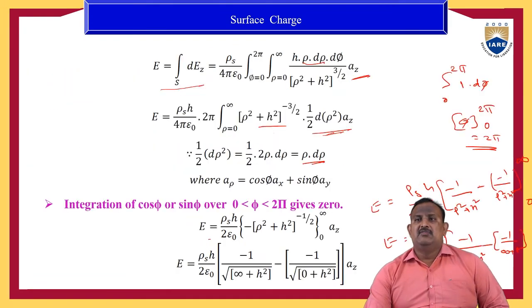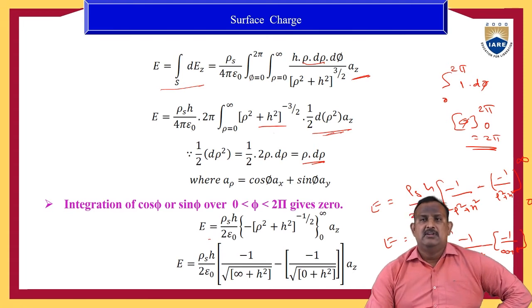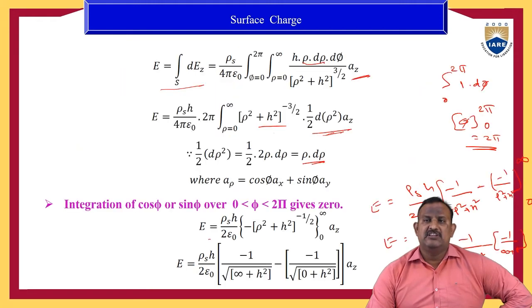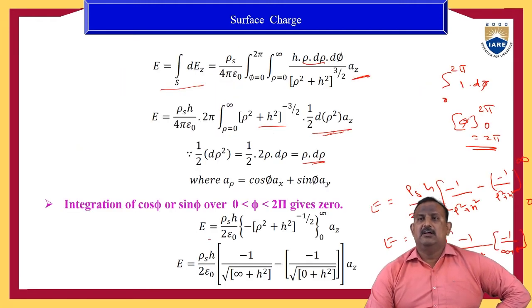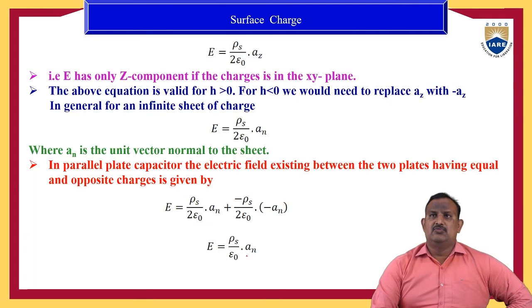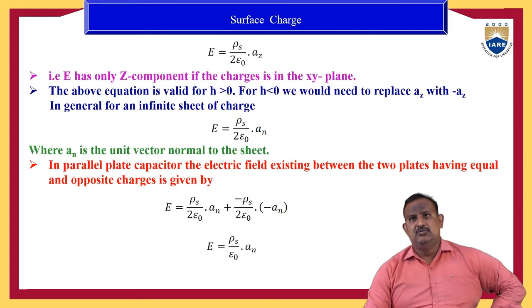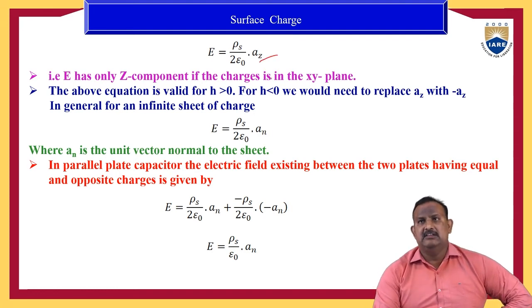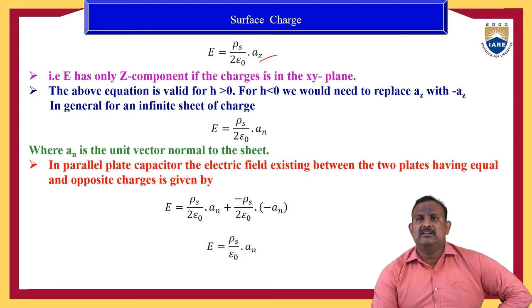Next, if you simplify the equation, then we have E is equal to rho s h by 2 epsilon naught. Here the first term will give the value 0, sorry, 1 by infinity is 0. Then minus minus gives plus 1 by root of h square. 1 by root of h square means 1 by h, which cancels with h. Therefore, the electric field intensity E is equal to rho s by 2 epsilon naught into az. Here az is a unit vector along the z direction. It indicates that the electric field is totally along the z direction only.